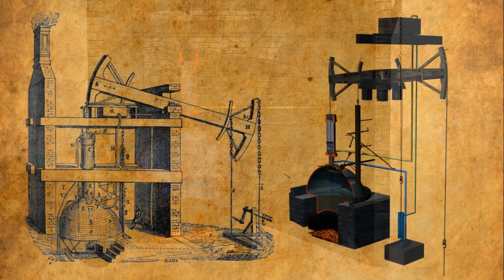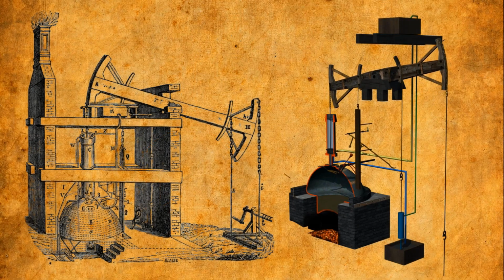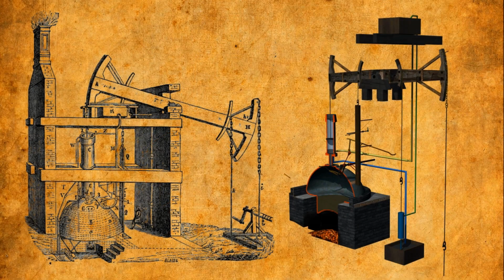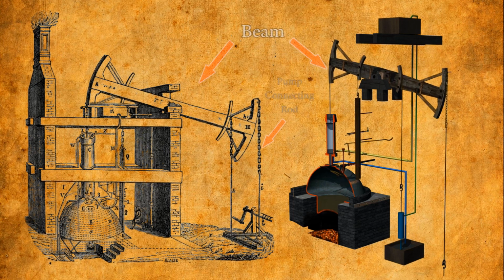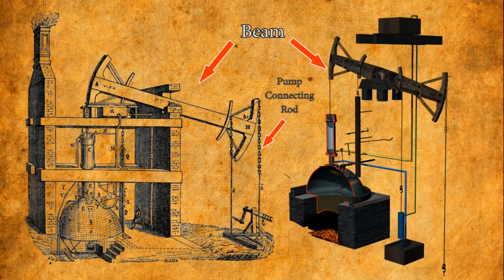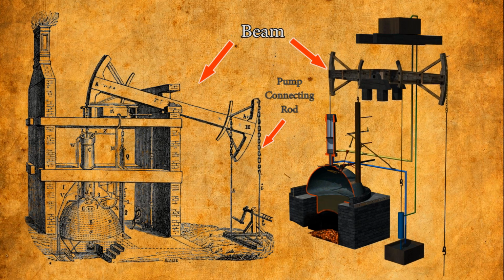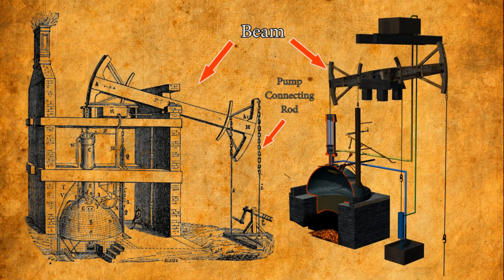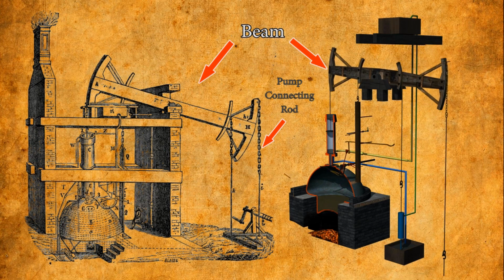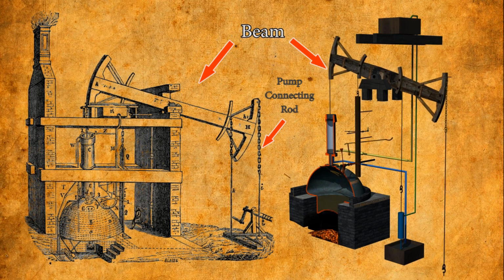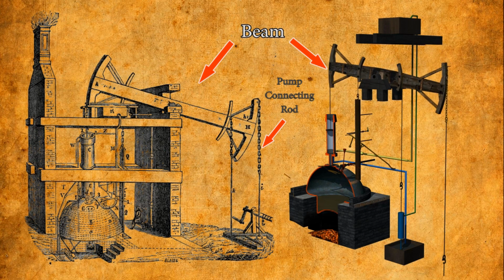In Newcomen's design, it isn't the steam which forces the piston back up to the top of the condensing cylinder. The beam is actually weighted more on the side of the pump connecting rod, and it's this weighting which pulls the piston back up as the cylinder's pressure is gradually equalised with the external atmospheric pressure.